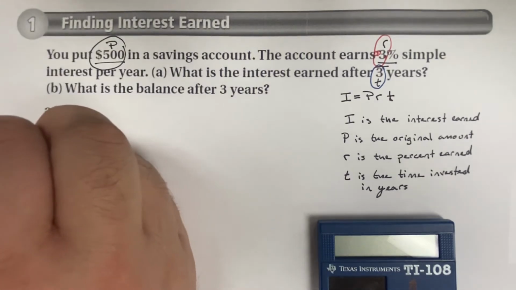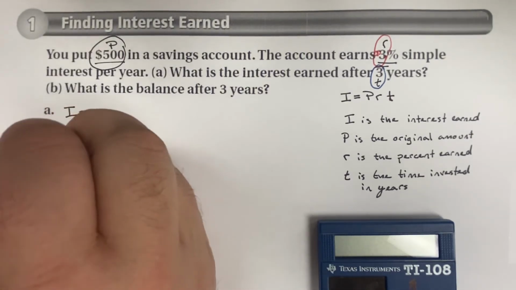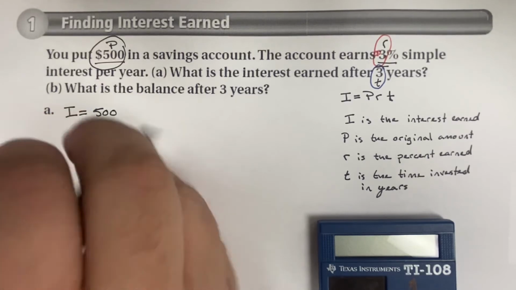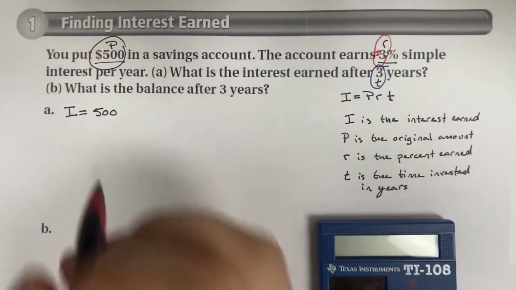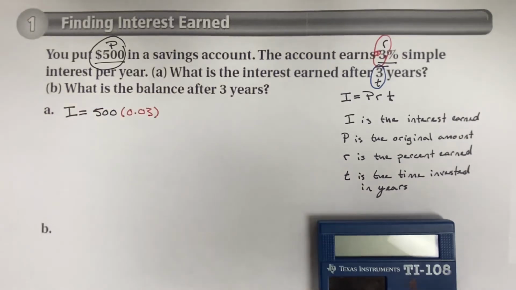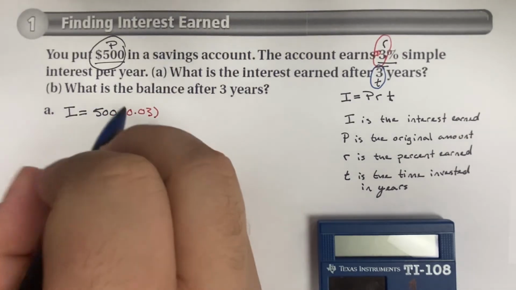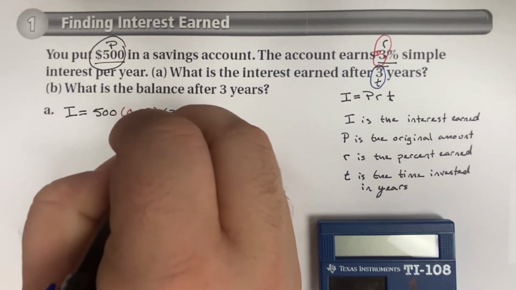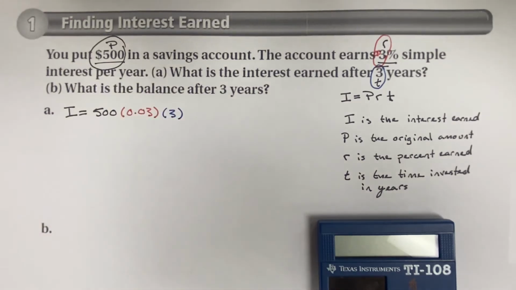Now what that looks like is I'm going to put 500 down where the P was instead. Then I'm going to put 0.03 down where my R was. And I'm going to put 3 where my T was. And I'm going to solve. I'm going to take 500 times 0.03. Get an answer of 15, times 3 equals 45.